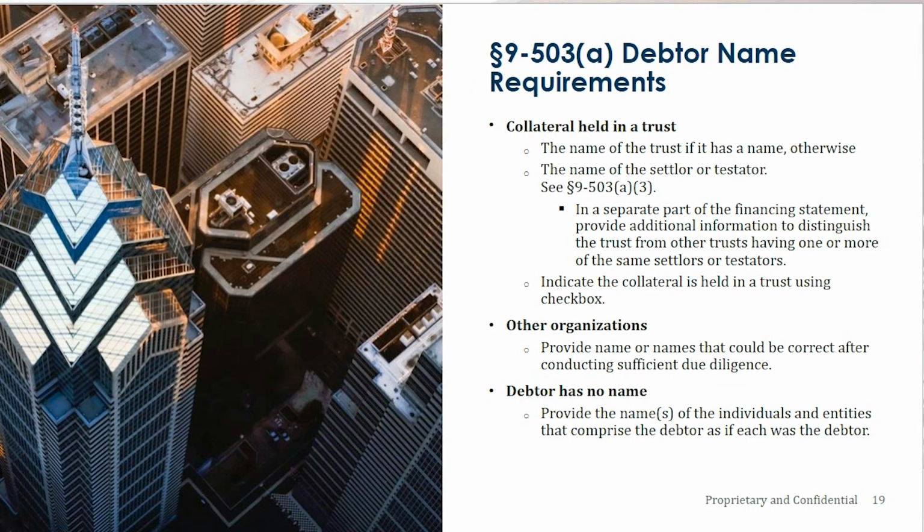If the collateral is held in a trust, the filer should provide the name of the trust if it has a name, or the name of the settlor or testator, and indicate the collateral is held in a trust. There are also other examples of how a debtor name needs to be used.